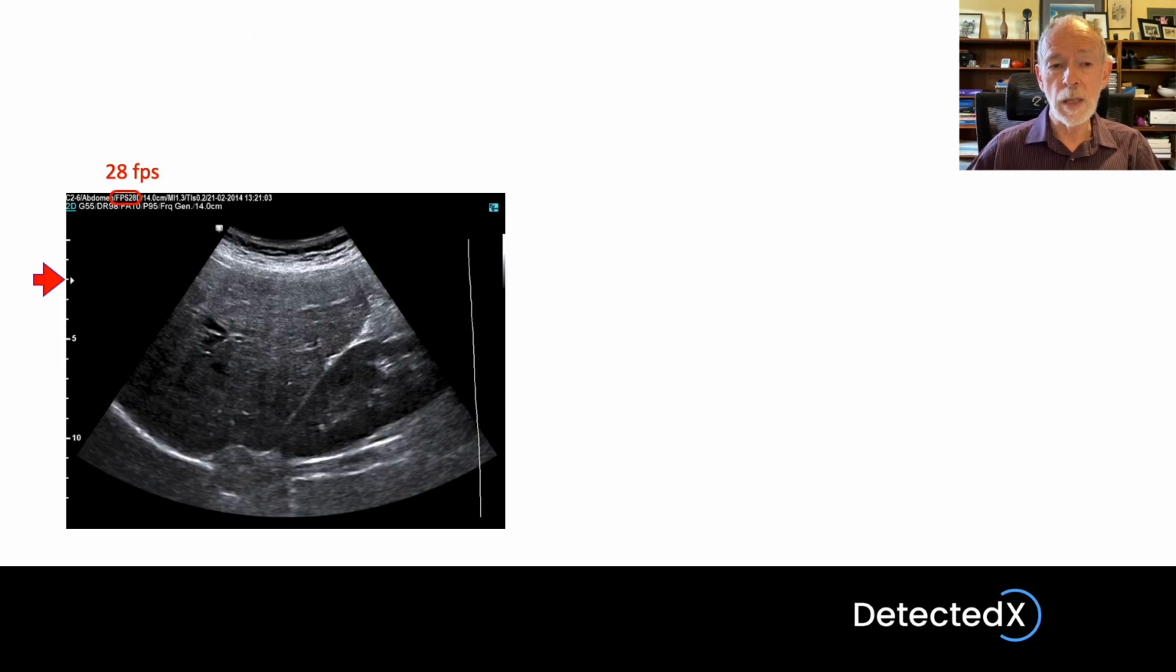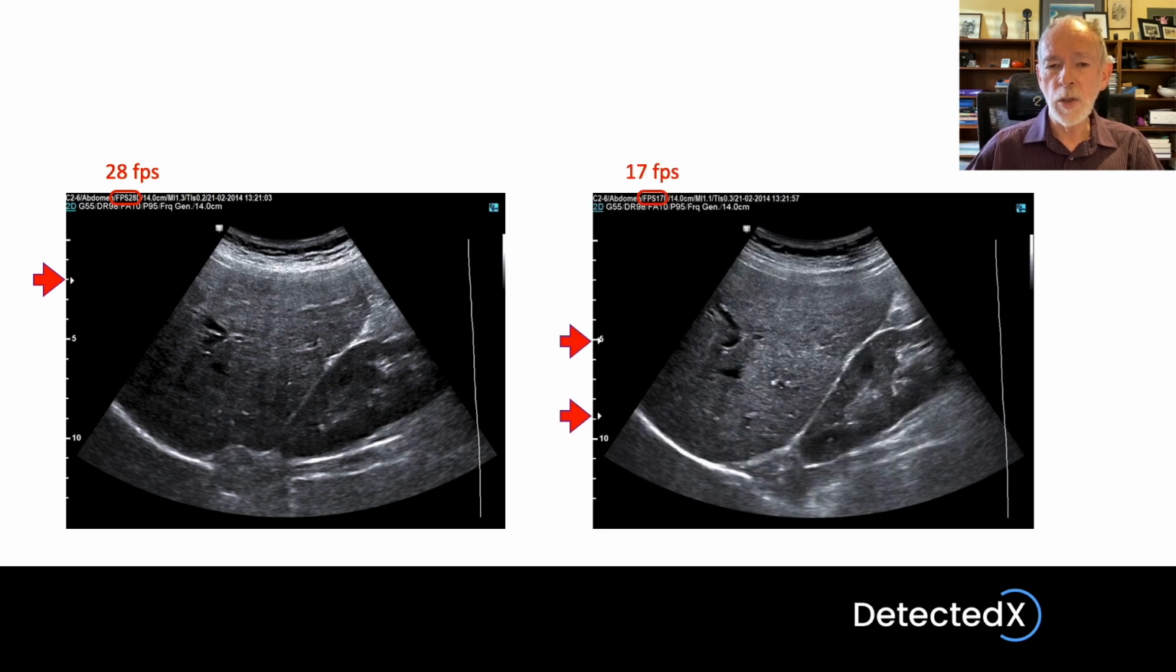Here we have a curved array image of the liver and a kidney, and you can see that we have a single focal depth and we have a frame rate of 28 frames per second. On the right, I'm showing what happens when I turn on an additional focus. So we're now using two different focal depths, and the frame rate has approximately halved.